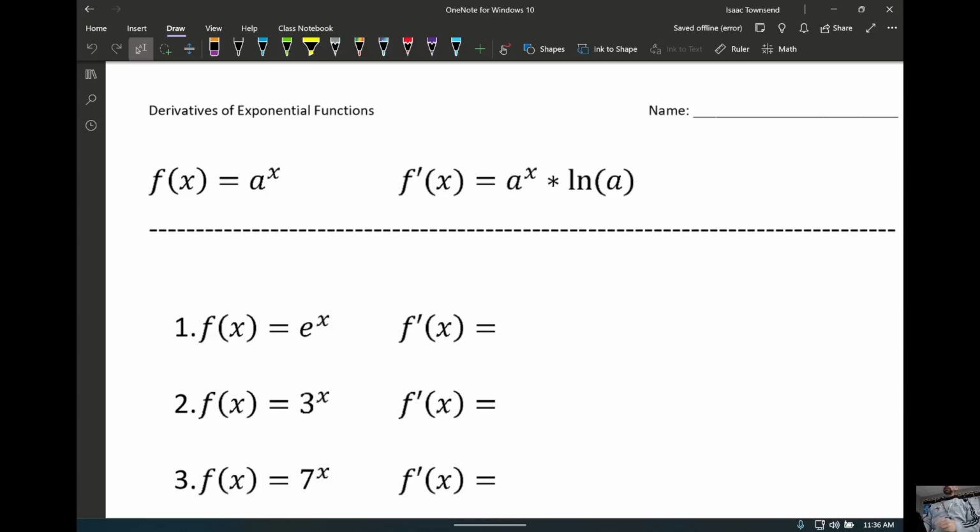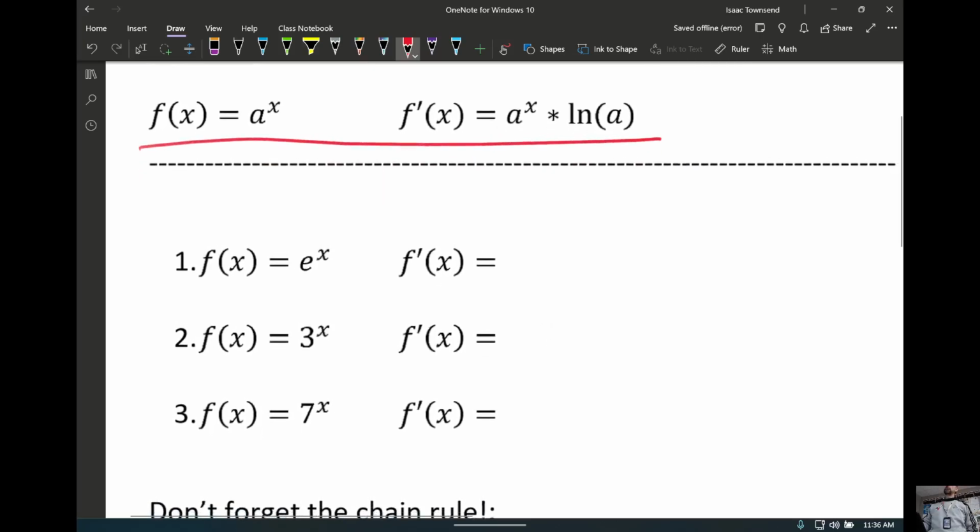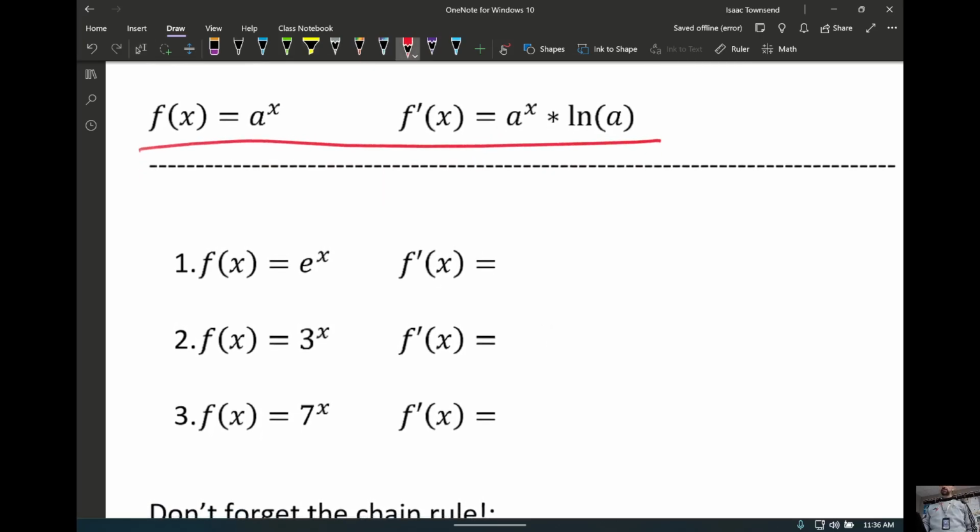So at the top here, this is how to do it. If you have a function that's a number to the x power, this is what its derivative is. So you can just straight up memorize that and you will be fine. But I think it makes more sense to lean against one that we already know. So the derivative of e to the x, we've been saying is what?